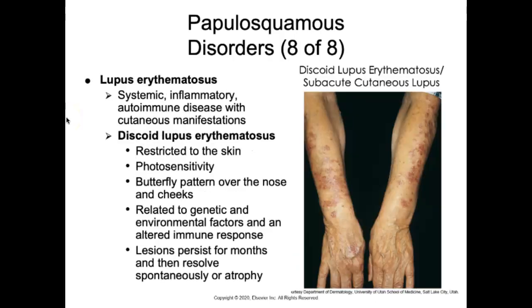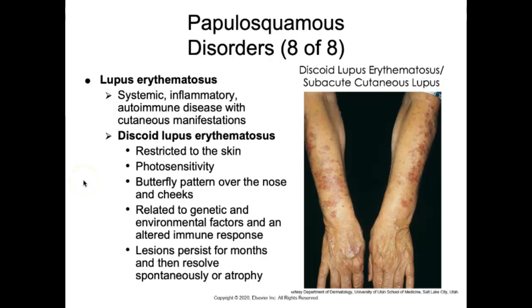I won't spend too much time on this since we've already talked about this in chapter 8. But this is a systemic inflammatory autoimmune disease with some cutaneous manifestations. That's why we are talking about it here. So specifically, discoid lupus erythematosus occurs in genetically susceptible adults and is restricted to the area of the skin. Women are affected more, and we see it more within their late 30s or early 40s.